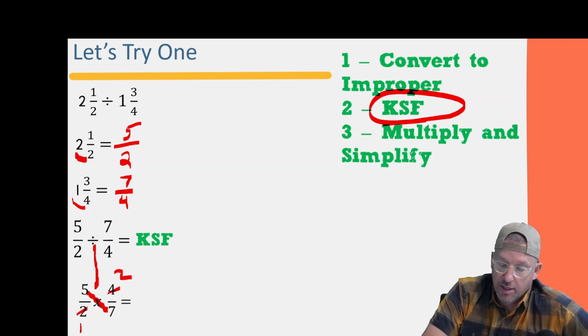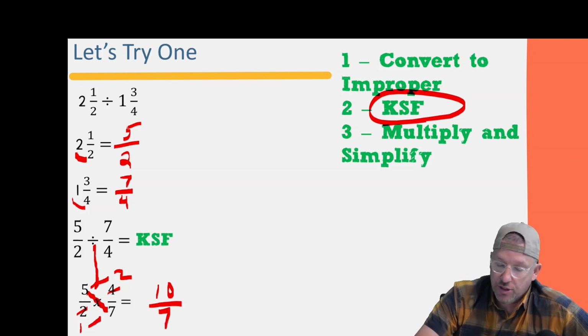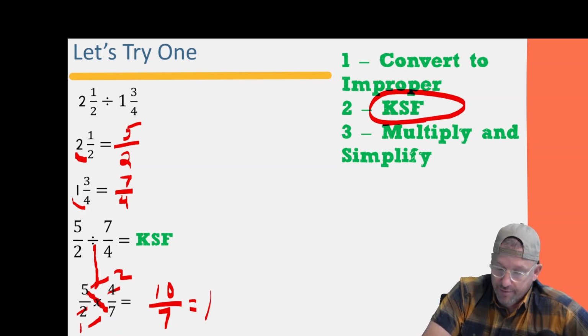Okay, you multiply across. What's 5 times 2? That's 10. What's 1 times 7? That's 7. And then turn it into a mixed number. How many 7s will go into 10? 1. What's left over? If I take 7 out of 10, I've got 3 left over, and I keep the denominator. So what's our answer?